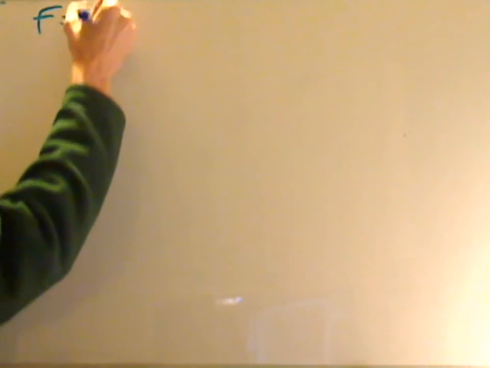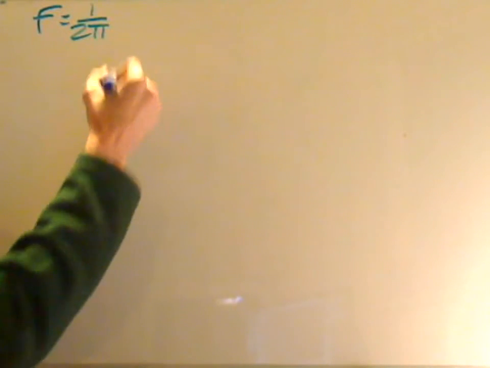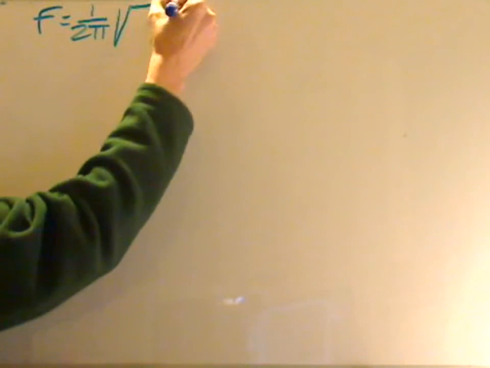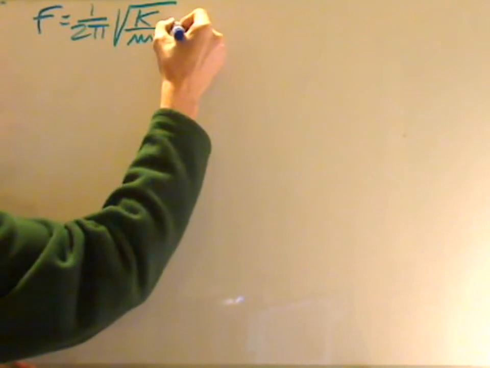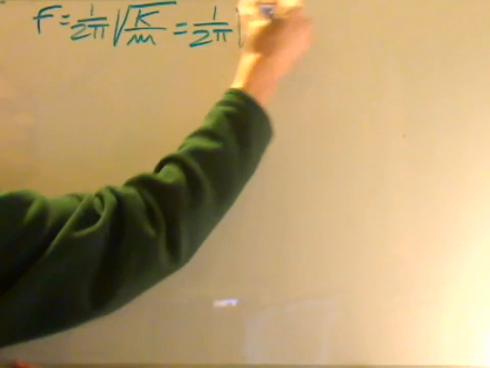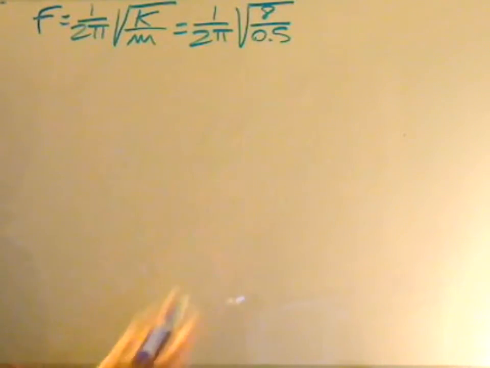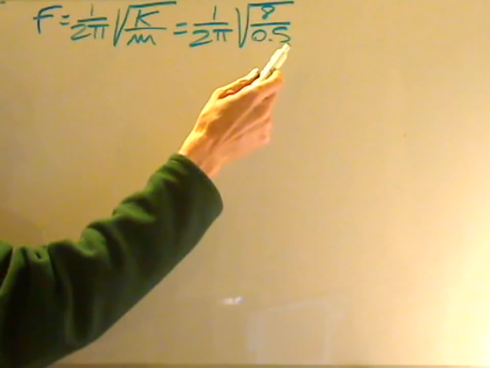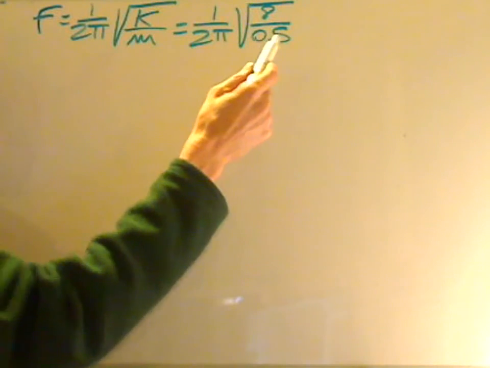And frequency, remember, is 1 over 2 pi times the square root of k over m. So we plug this in and we get 1 over 2 pi. K is 8. The mass is 0.5. So this quantity here, 8 divided by 0.5, is 16. You take the square root of that, you get 4.